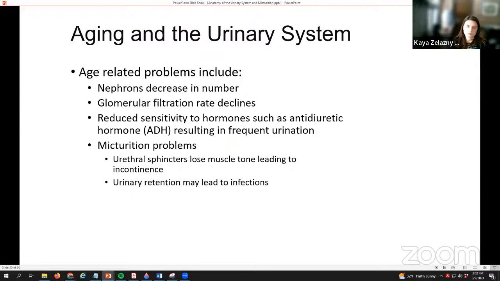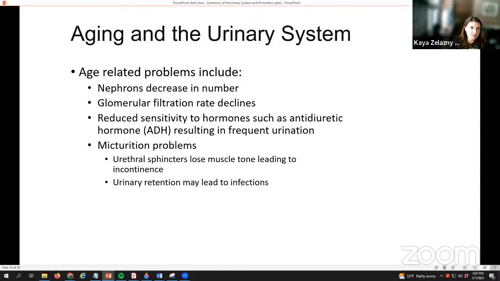So final bit, a little bit on age-related problems. So as you age, your nephrons actually decrease in number, okay? The rate at which the glomerulus filters your blood actually declines, okay? You're gonna have reduced sensitivity to some of the hormones that control basically the volume of your urine, the volume of fluid. So this is going to result in frequent urination because you're not essentially like reabsorbing as much.